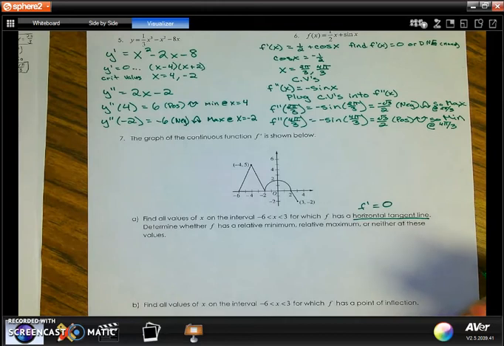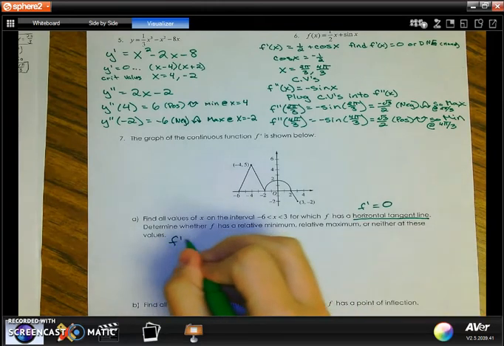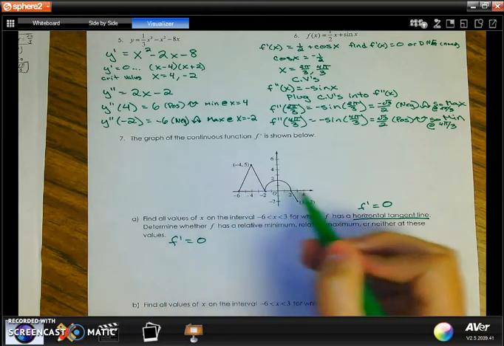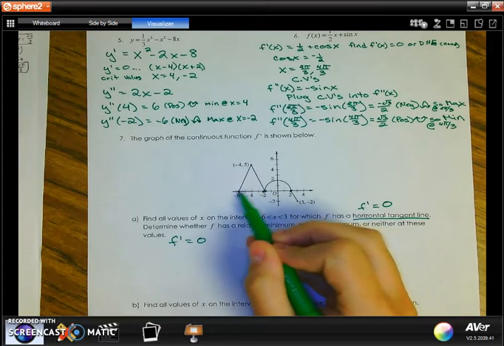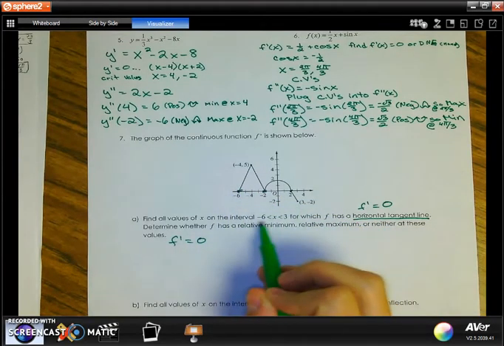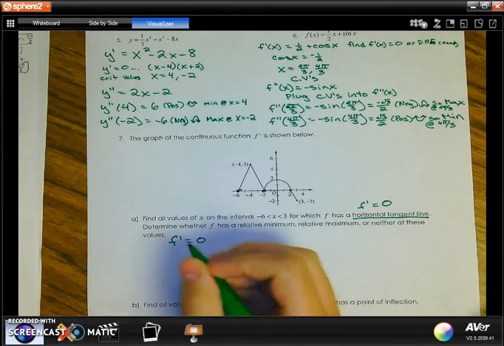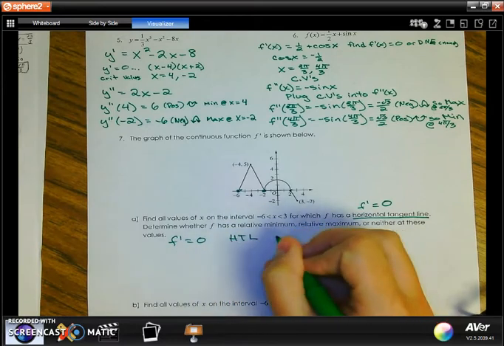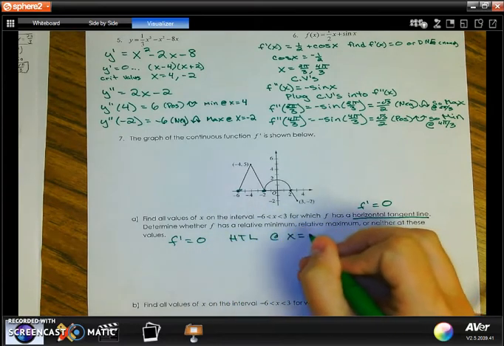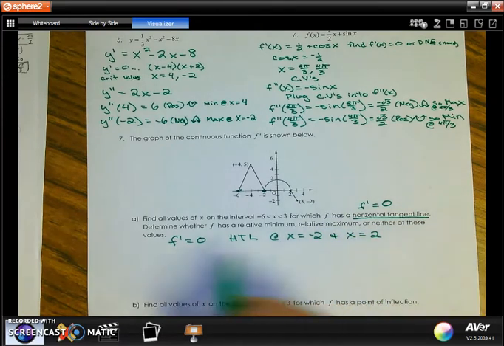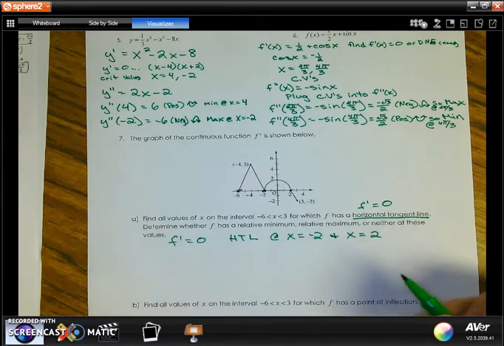Well, looking at the graph, where does that occur? Here the derivative equals 0 right here, here, and here, right? And so which of those are we going to use? We're going to use -2 and 2. Why aren't we using -6? Because it's not included. So I would say that there is a horizontal tangent line at x equals -2 and x equals +2.